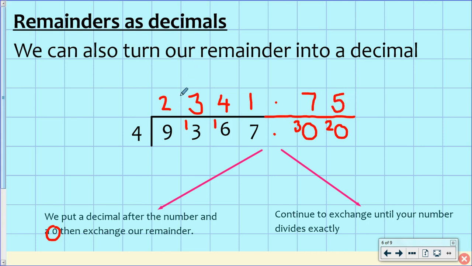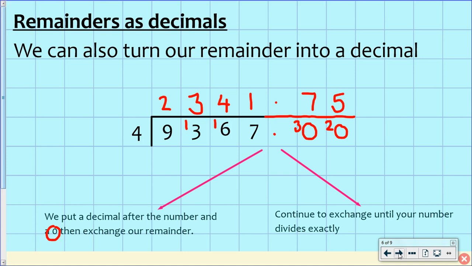Okay, so my answer is 2,341.75. So you're doing exactly the same, you're continuing the exact same method of exchanging, but this time you just need to remember to put some decimal points in at the end and then keep putting zeros, and you keep going, as it says here, continue to exchange until your number divides exactly. So because 20 divided exactly by 4, I didn't have anything left to exchange again, so I can stop there.